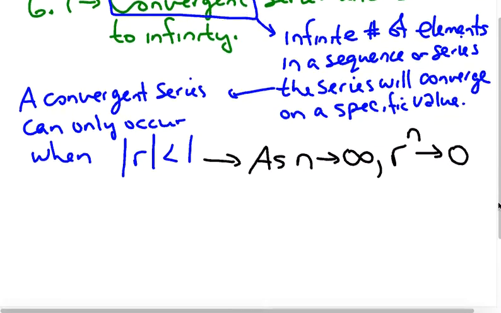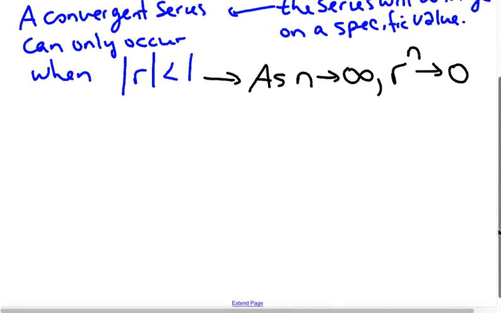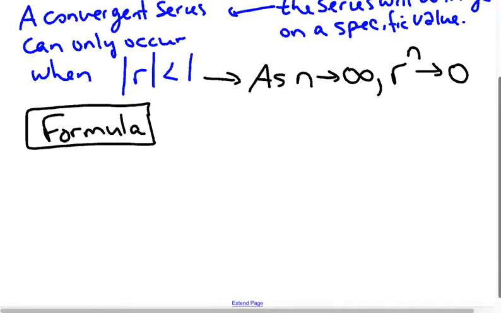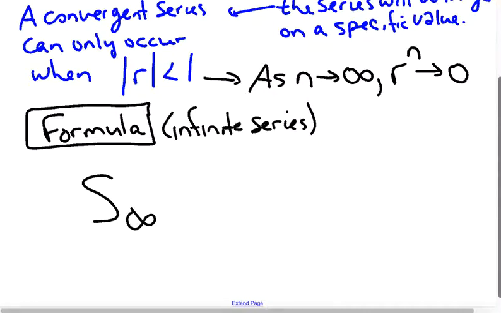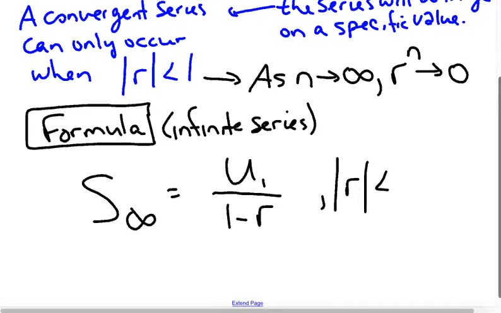There is another formula, and this is again a formula that's going to be found in the booklet. This is where we have an infinite series. It says this: the sum as we approach infinite elements in the series is equal to the first element over 1 minus r. And this only occurs when the absolute value of r is less than 1. So that's the only time that we're going to be able to see this.